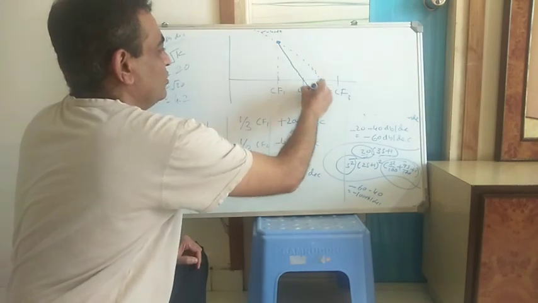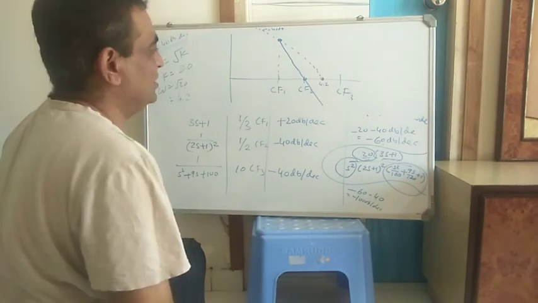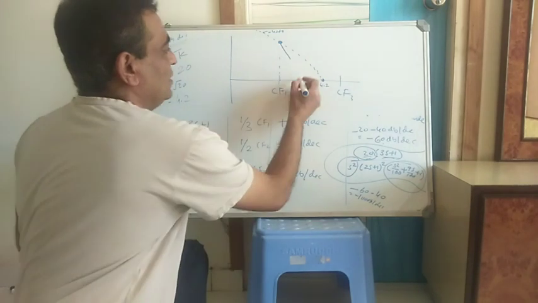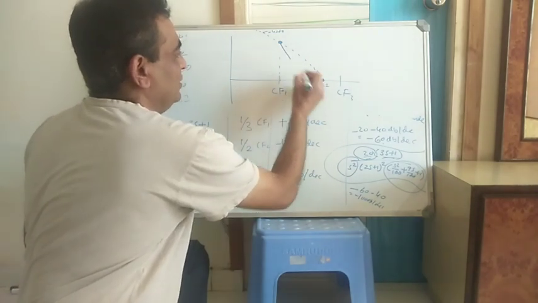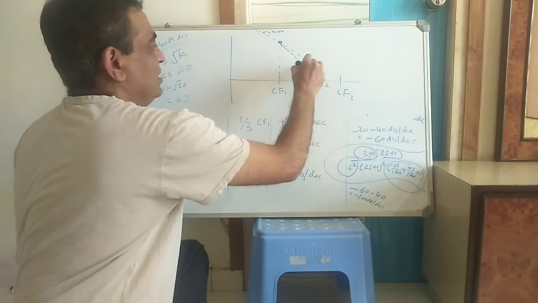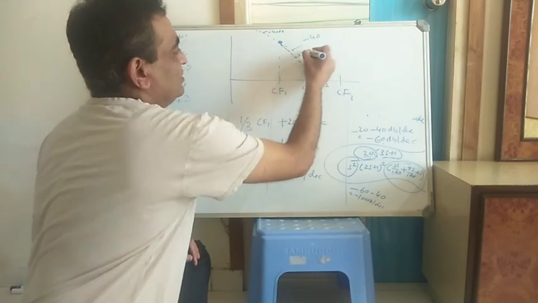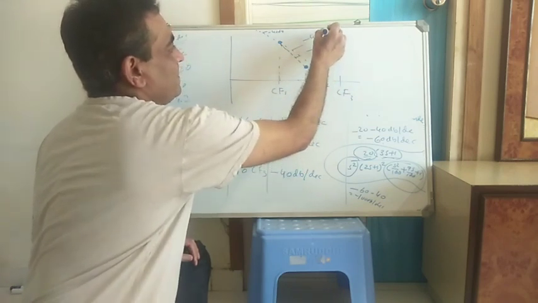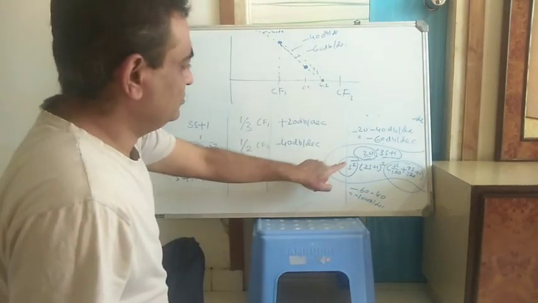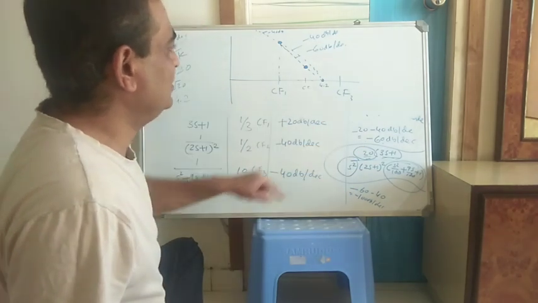It will continue till corner frequency 2. Let's say this is CF2. So this is minus 40 and this is minus 60 dB per decade. Now it will continue to minus 60, minus 100 at the corner frequency.